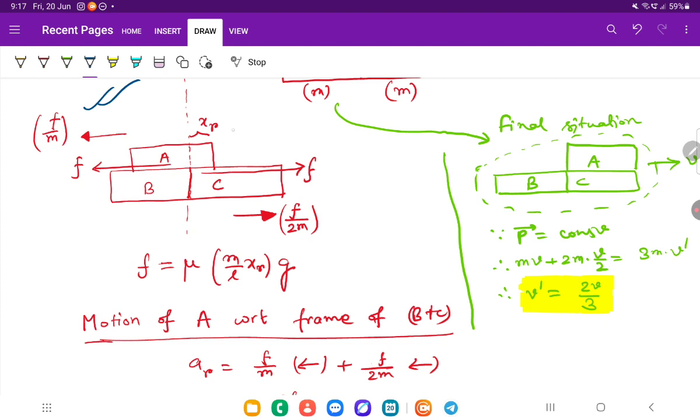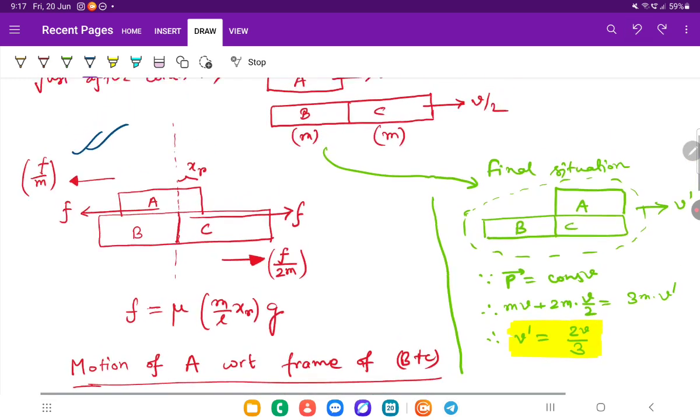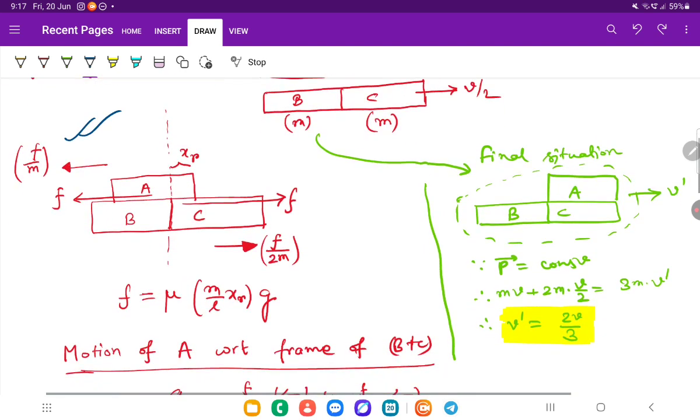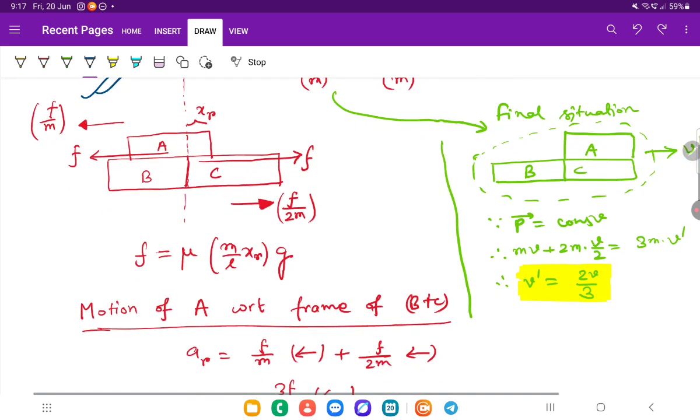And at a certain instant, this is the figure, and I have marked this length as xr. I have assumed xr as the relative displacement of A over the B plus C block, right? Obviously the front of A was initially at the joint of B plus C, so whatever be the length from that joint to the front of A, that will be the relative displacement, right?